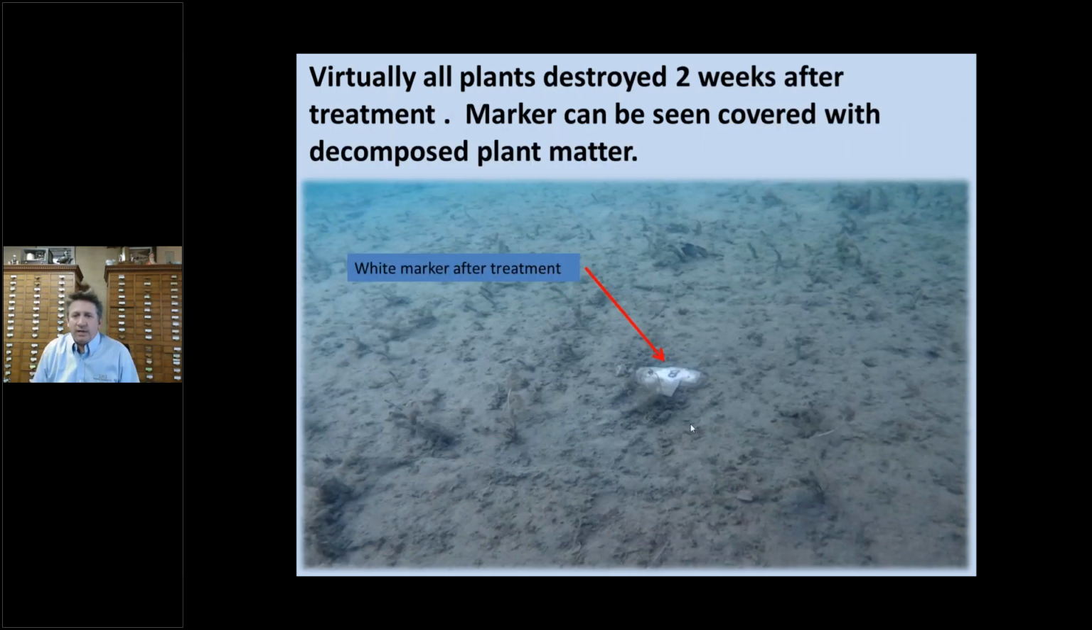And this is what it looks like 2 weeks after treatment. Pretty much decimated the plants in that area. Everything turned to pretty much a dust color. The few plants remaining, we would then hit on the second treatment about a month or two later. But I think this slide really shows the effect of UV light on these smaller, more delicate plants.